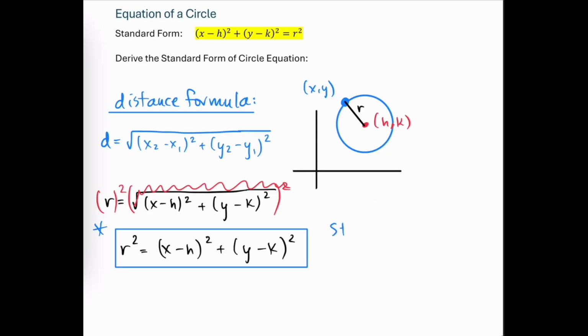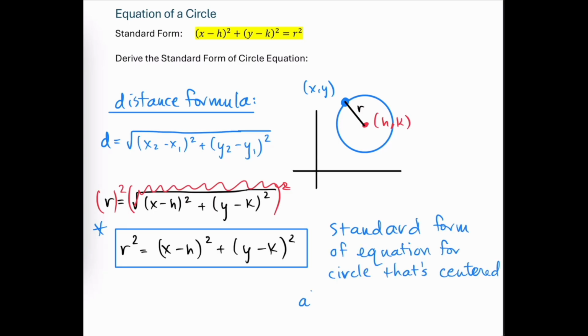We call this the standard form of the equation of a circle that's centered at the ordered pair (h, k) and that has a radius equal to r.